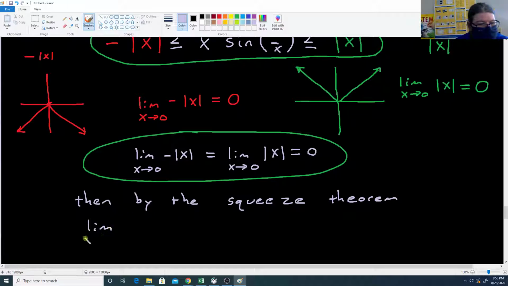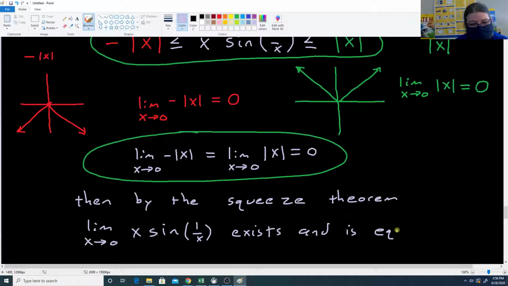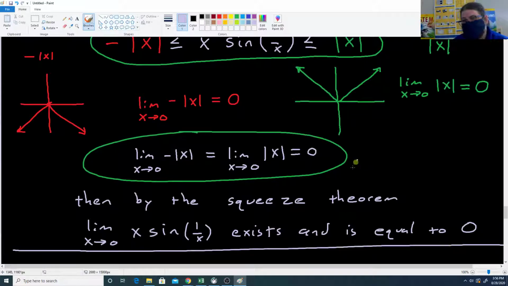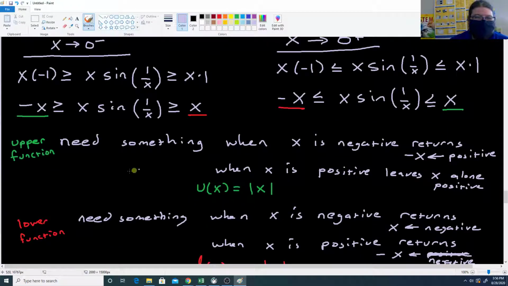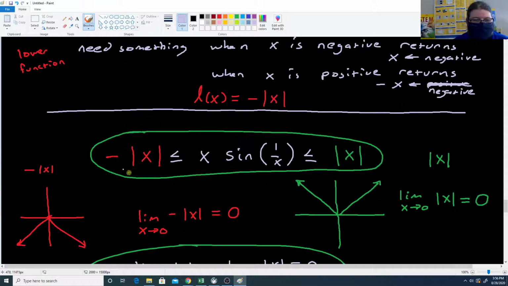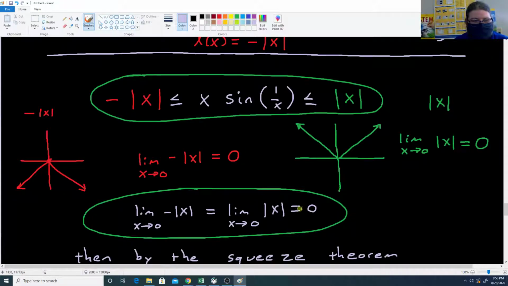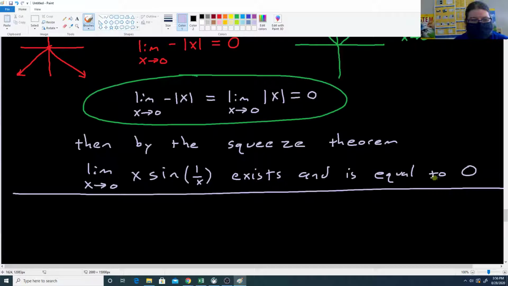the limit as x approaches 0 of x sine of 1 over x exists and is equal to the same limit that these two things approached, which is 0. I'm going to write this up one more time underneath this because we have stuff with some absolute values in here, so the work's kind of spread out. We did all our work here to generate this statement. We looked at graphs to generate this statement, and then the squeeze theorem got us the final bit.